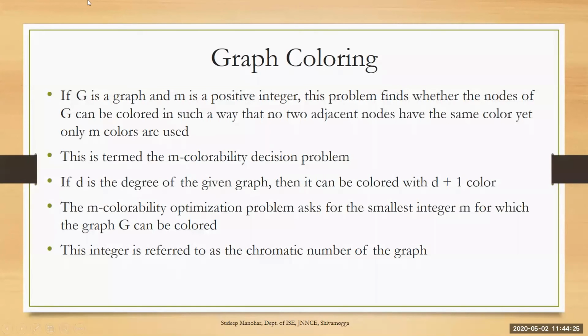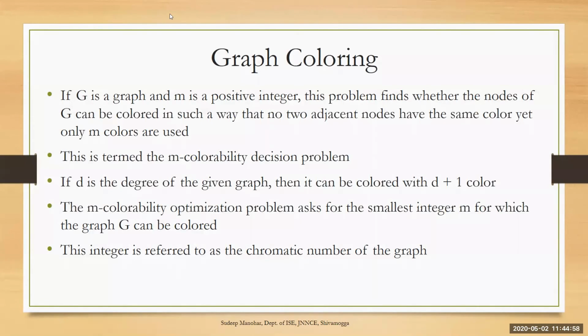Suppose G is a graph and M is a positive integer. So think that there is a graph G and M is any positive integer. This problem finds whether the nodes of G can be colored in such a way that no two adjacent nodes have the same color, yet only M colors are used. This means some M number of colors are given.